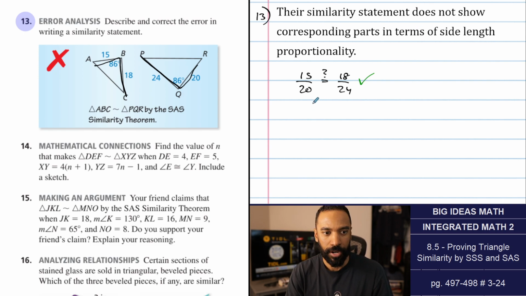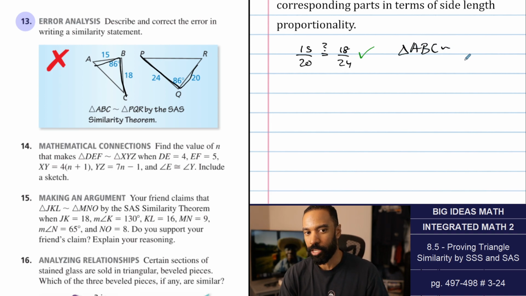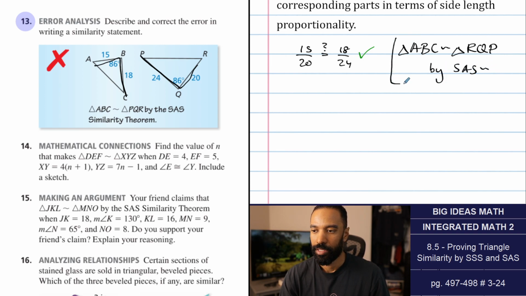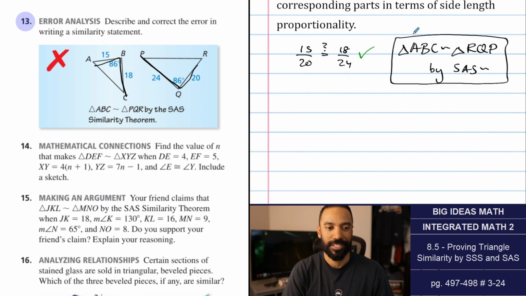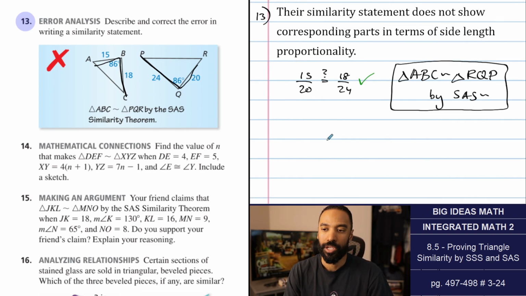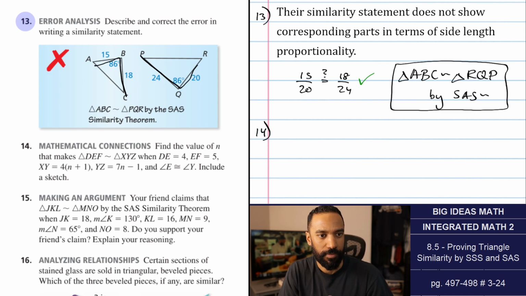So they are similar, and angle B is congruent to angle Q. So they need to say triangle ABC. If I say ABC, I need to say not PQR, but RQP. It is by side angle side similarity theorem. It is true. They just have PQR instead of RQP. You don't just do things alphabetically just because. You got to make sure that proper parts correspond. I think that was the quickest problem here so far.